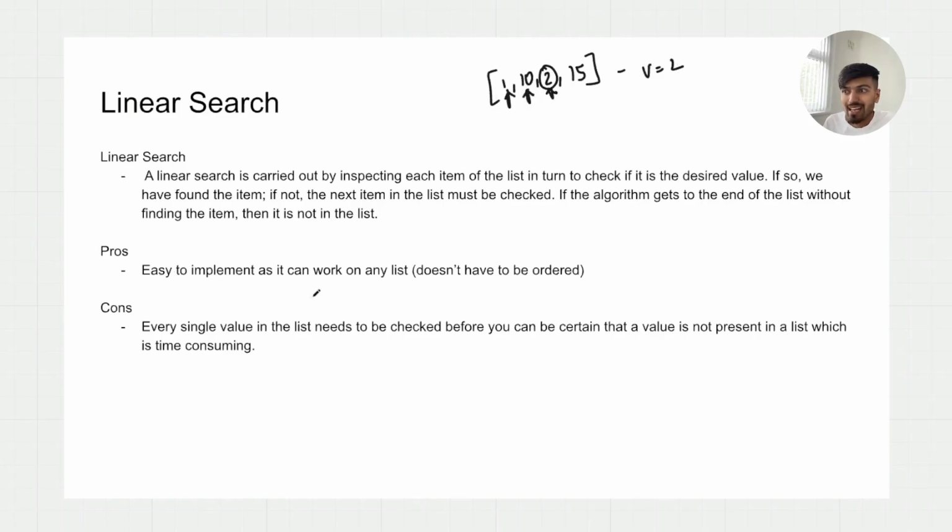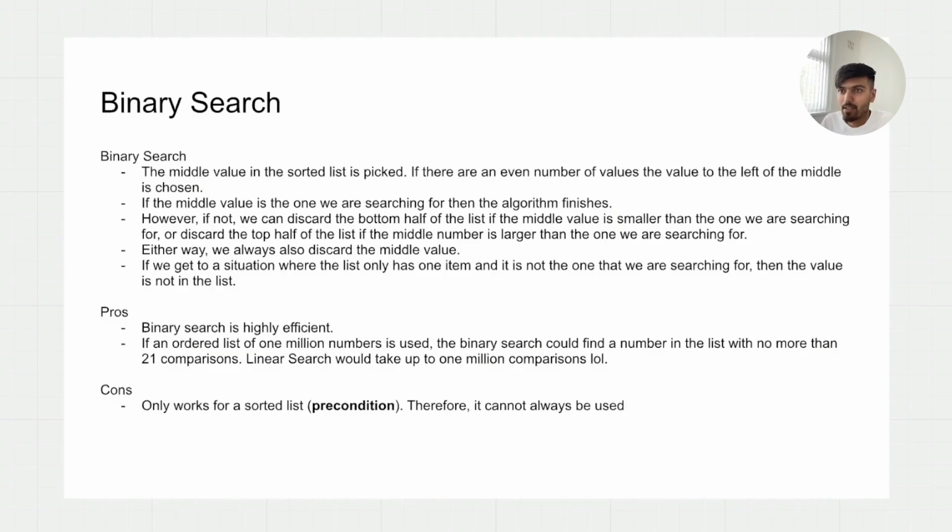The pro is that we don't need a precondition. It works for any list, which is a major upside when you compare it to binary search, which we'll come on to next. However, the con is that you have to check every single item. So imagine you have a data set with 100 items and your item is not even there. So it's going to be comparing 100 times to find the item that you're trying to look for, which is very inefficient.